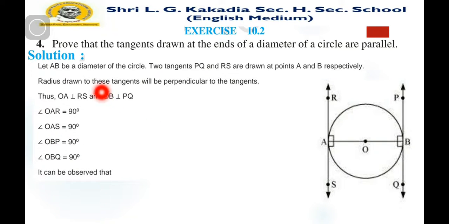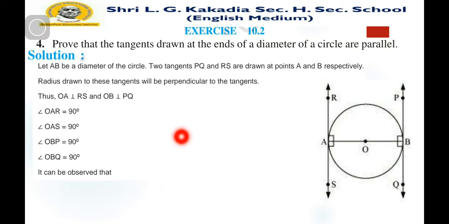Let AB be a diameter of the circle. Two tangents PQ and RS are drawn at the points A and B respectively. Radii drawn to these tangents will be perpendicular to the tangents, as we know by theorem number 10.1. So OA is perpendicular to RS, and OB is perpendicular to PQ.